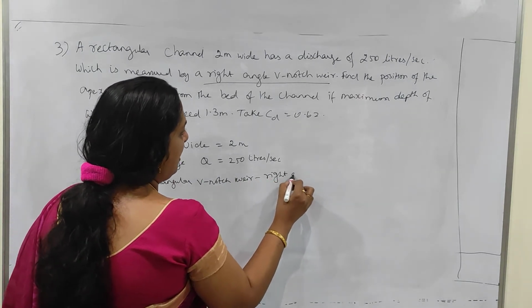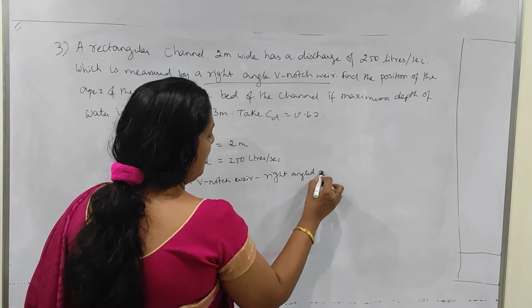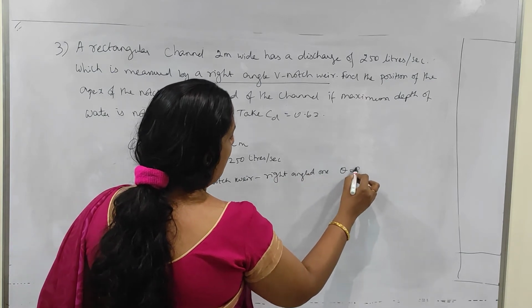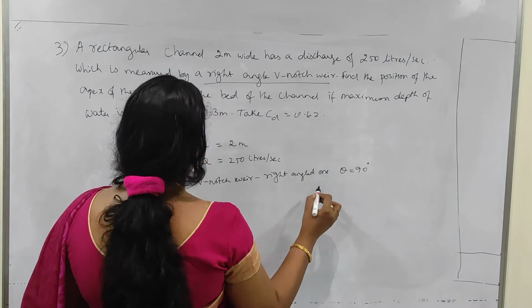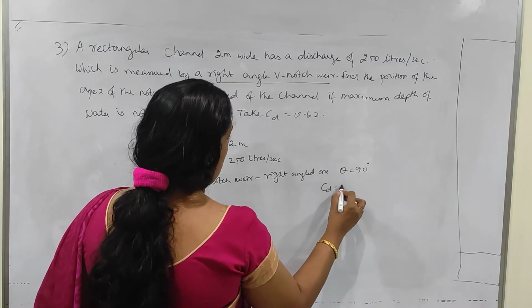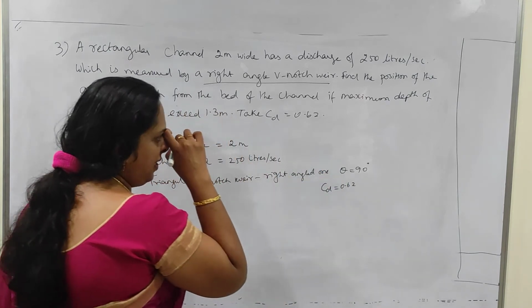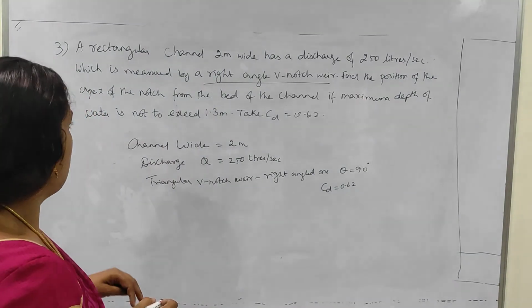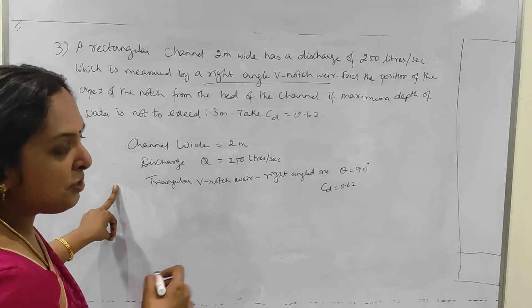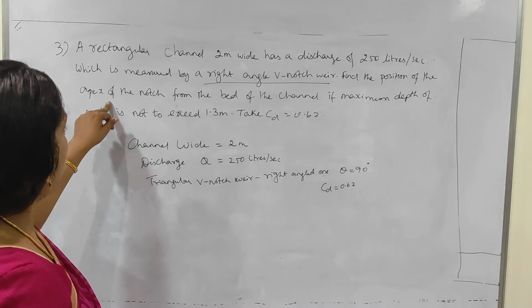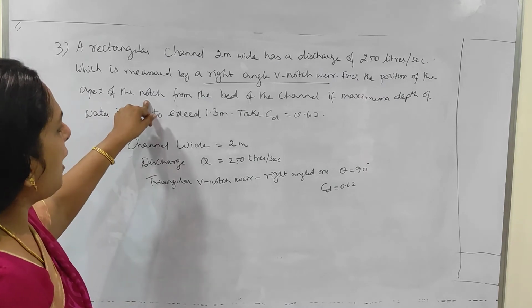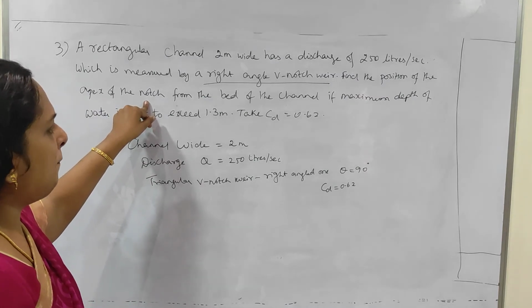Why am I specifying this right angled one? In case of right angle, theta will be equal to 90 degrees. And CD is also given as 0.62. Usually we will take it as 0.6, but nothing problem if it is given in the problem as 0.62. But the question here is different. They ask you to find out the position of the apex of the notch from the bed of the channel.